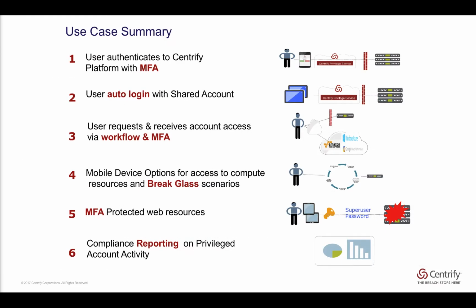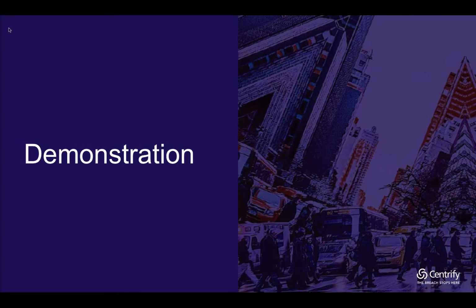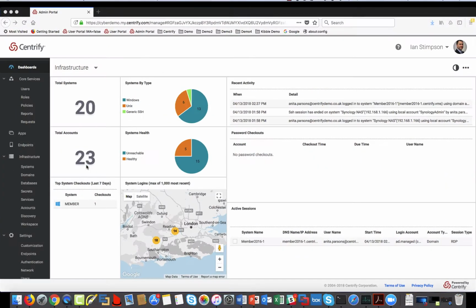There are 6 use cases that we're going to look at implementing here, one of which, firstly, is around providing strong authentication to the platform. We're then going to look at seamless auto login for our users using shared accounts. We're then going to use a workflow-based request to provide access to resources with the MFA. We're then going to look at implementing break glass functionality for checking out passwords, and then protecting web resources, and finally reporting. So here we go with the demonstration.